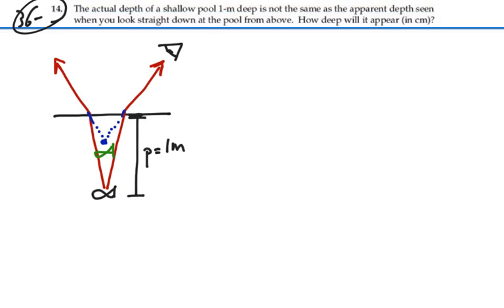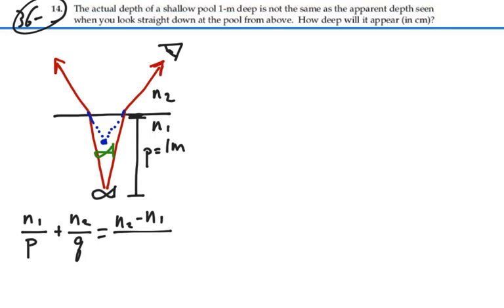As we're looking down at this fish, it appears like we might be able to just reach right in and grab it, even though it's deeper than what we really think. We can treat this like an interface problem, as we're going from one index, in this case N1, to a second index of refraction, N2. And it's true for such refraction that N1 over our object distance plus N2 over our image distance is equal to N2 minus N1 over the radius of curvature of this interface.